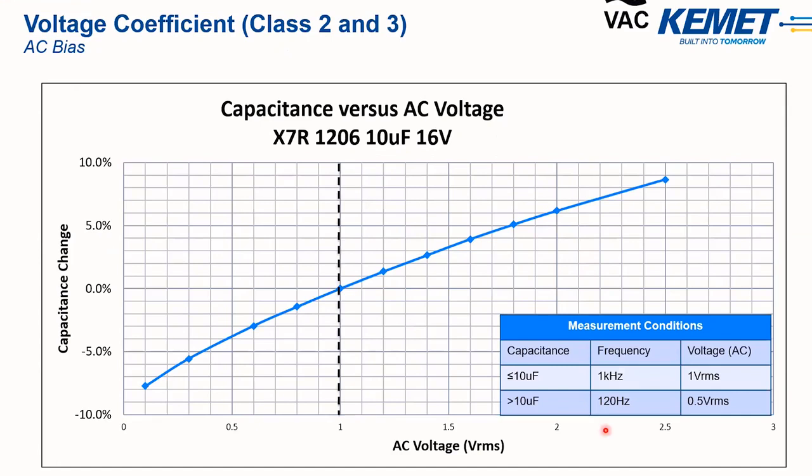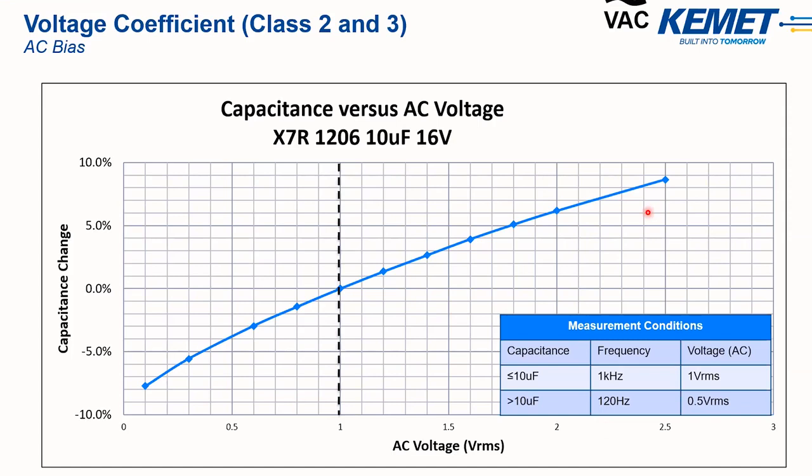Now the capacitance stability with voltage is not just DC, but also AC, as you can see here in the actual capacitance measurement of an X7R 1206 10 mic. This shifts from minus 8% at 100 millivolts to a positive 8% at 2.5 volts.